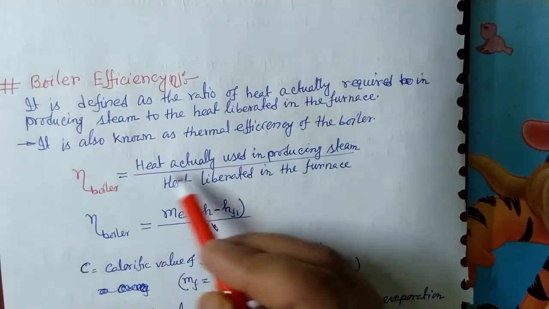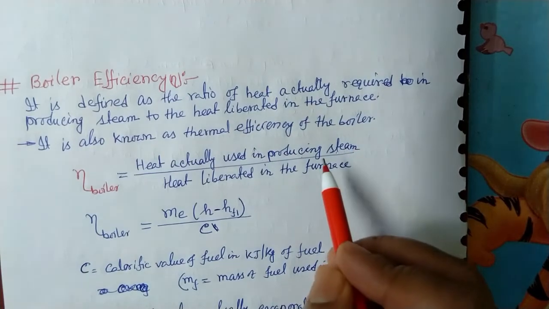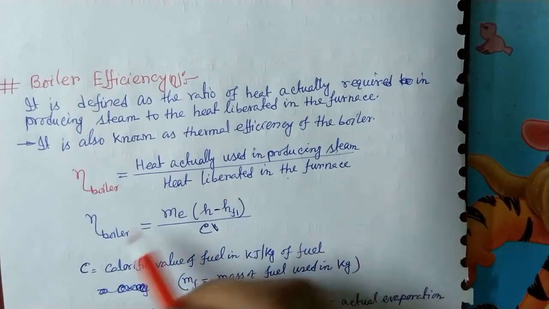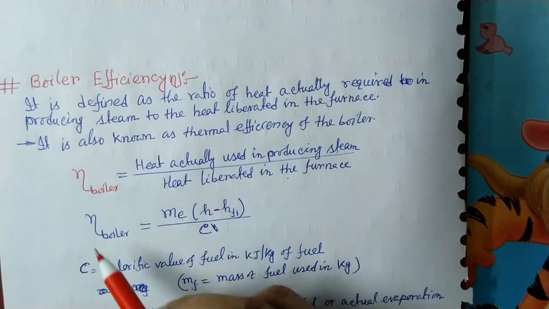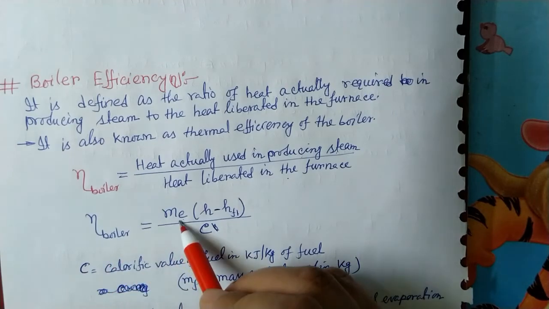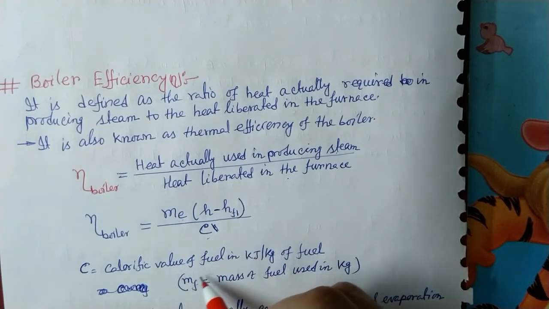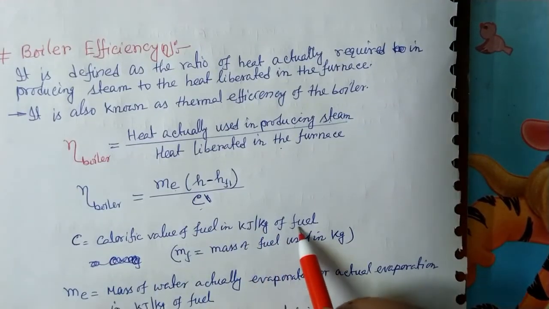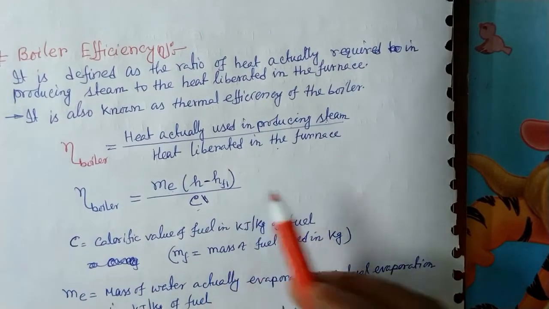So eta boiler is the heat actually used in producing the steam divided by the total heat in the furnace. Okay, so we have already determined in the earlier case the total heat required, me into h minus hf1, divided by C. C is the calorific value of the fuel in kilojoule per kg of fuel. Okay, so this is our boiler efficiency.